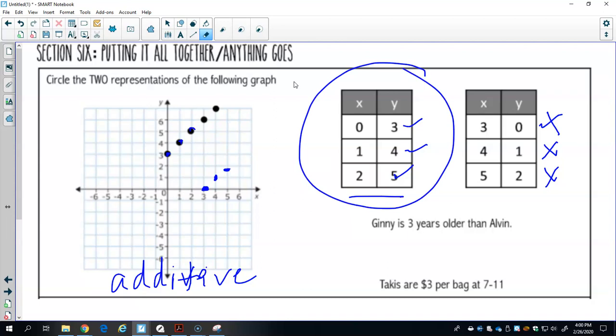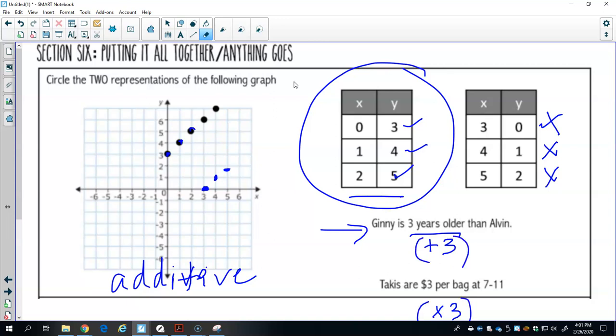Now, I'm looking for the one that has a relationship that shows that Jenny is 3 years older than Alvin. So I'm looking for a 3 years older relationship. If that's going to match, that's going to be a +3 relationship. And Takis are $3 per bag. That's going to be a ×3 relationship, right? Because 3 years older is we're adding 3, and $3 per bag is we're multiplying by 3.